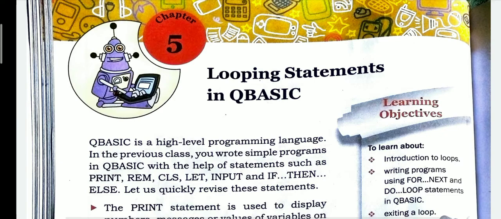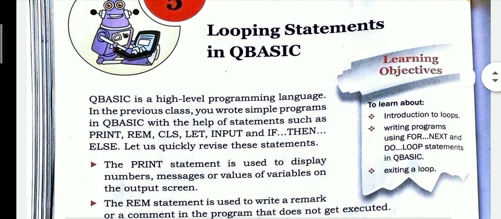Today, I am going to start Chapter 5, which is Looping Statements in QBASIC. In this chapter, we will learn about introduction to loops, some important looping statements like the for next loop and do loop, and how to exit from a loop. All these points will be discussed in this chapter.